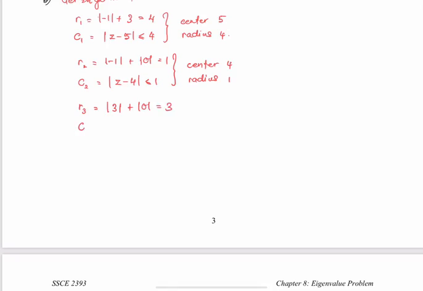And the center is |z - 4| ≤ 3. So from here we have our center is 4, and the radius is 3. And then what we need to do, how can we identify where our eigenvalue is located?